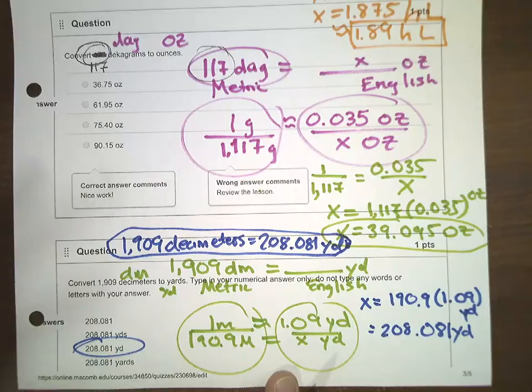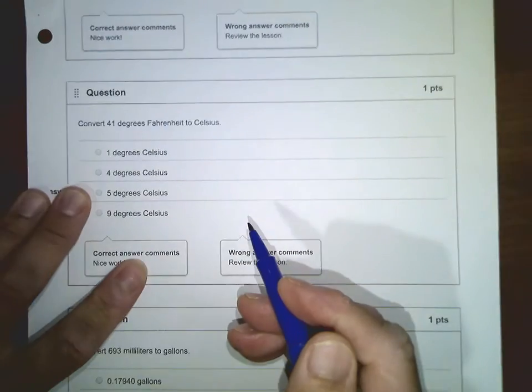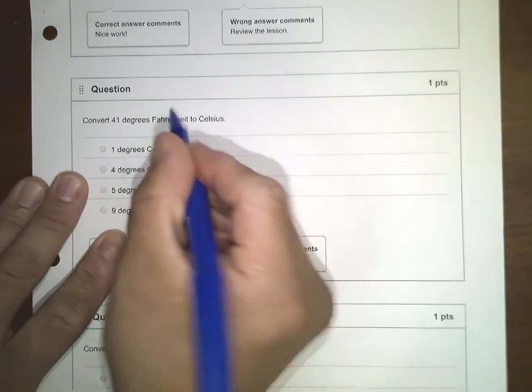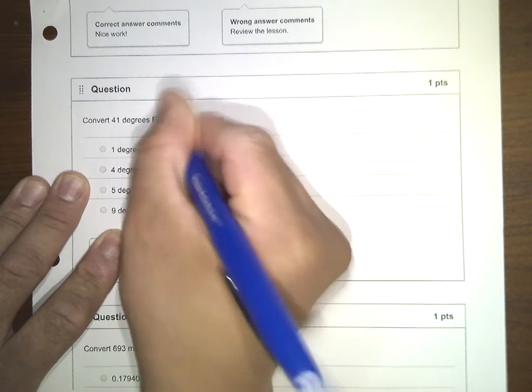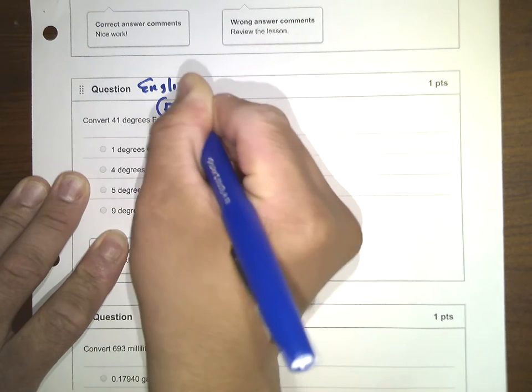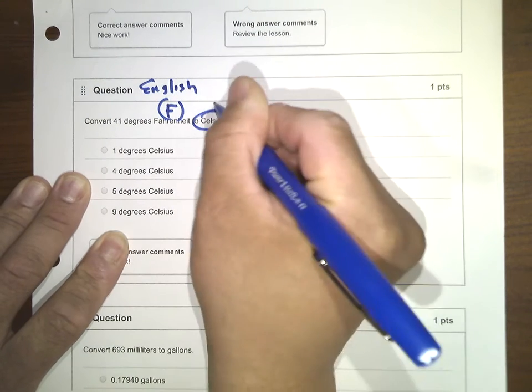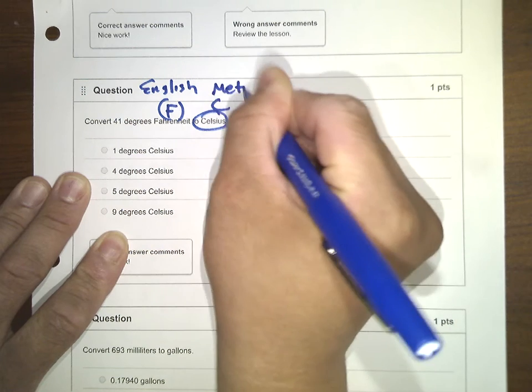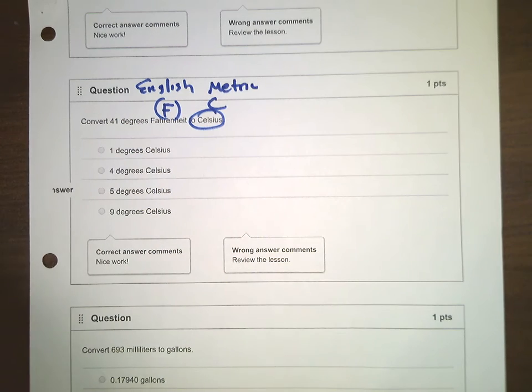I really hope that you enjoyed that problem here because we're not done. The time of enjoyment is not yet over. So we're going to have another temperature problem here. Convert 41 degrees Fahrenheit to Celsius. So remember, Fahrenheit is F, and that's in the English system. And Celsius is just C, and that's in the metric system. So to go from Fahrenheit to Celsius, we have that conversion factor right here.